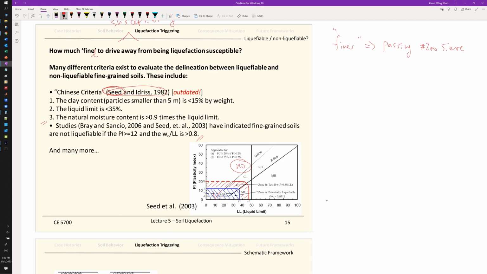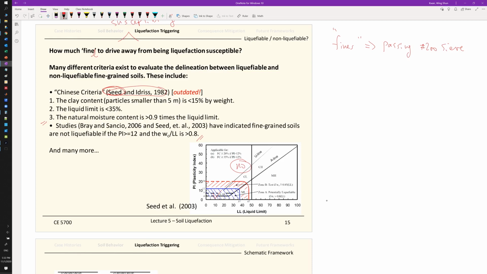But if you are at the blue, it's a very silt-like soil, so yes, very likely you will be liquefied. But when you're in the wet area, you may want to do a moisture content test, whether it is greater than or equal to 0.5 times the liquid limit. If yes, then you don't have liquefaction. But if you have water content less than that, then likely yes, you also have liquefaction potential right there.